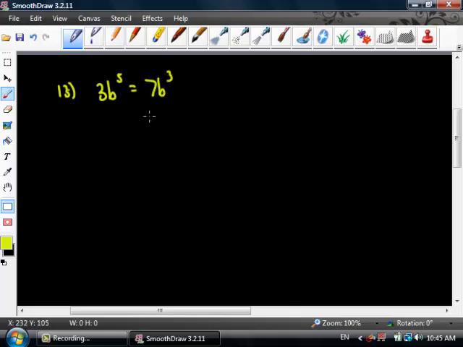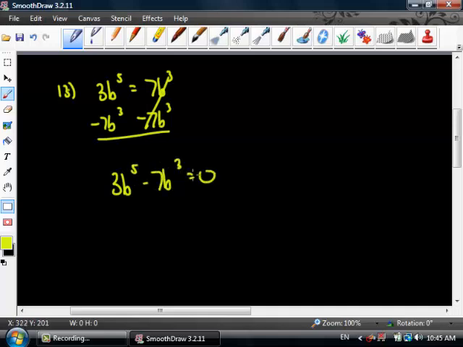All right, Yemisi, I'm going to go ahead and subtract 7b from both sides, okay? Or 7b to the third. So I've got 3b to the fifth minus 7b to the third equals 0. What do both terms have in common? B's. How many? 3. I can pull b to the third out of there, so I get b to the third times 3b squared minus 7 equals 0.